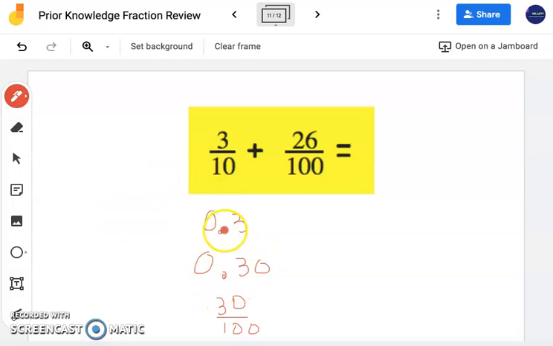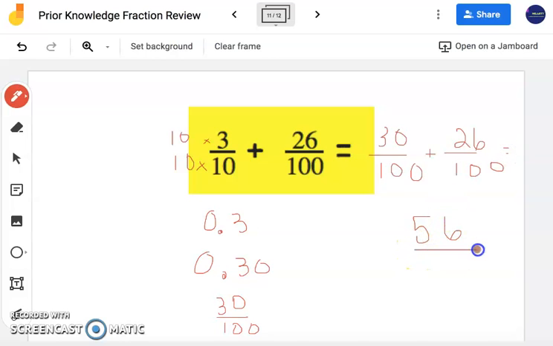And we can prove that this continues to be equivalent because if I look at 3/10 and I multiply my denominator by 10 and I multiply my numerator by 10, now my new problem becomes 30/100 plus 26/100. And now I can simply just add my numerators together, which is going to give me an answer of 56/100. But notice before I added these two fractions, I wanted to make sure that my denominators are exactly the same before you add or subtract.